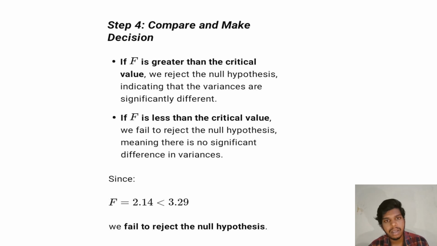And in step 4, we compare and make a decision. If F is greater than the critical value, we reject the null hypothesis, indicating that the variances are significantly different, and if F is less than the critical value, we fail to reject the null hypothesis, meaning there is no significant difference in variances. Since F equals 2.14 is less than 3.92, we fail to reject the null hypothesis.